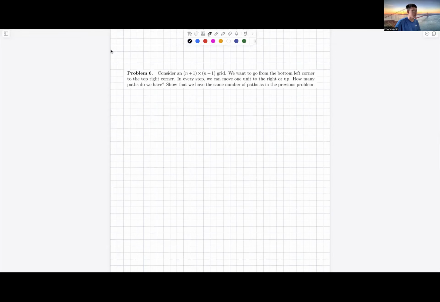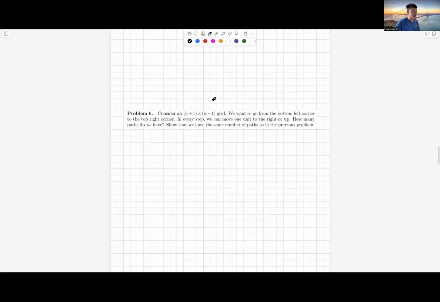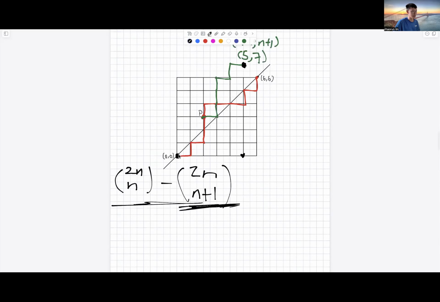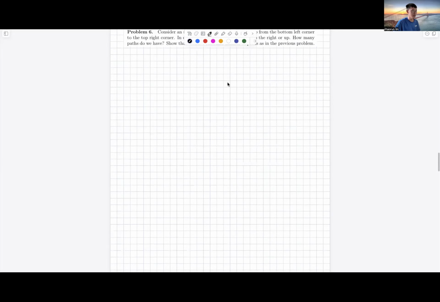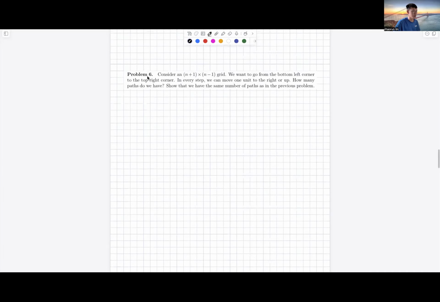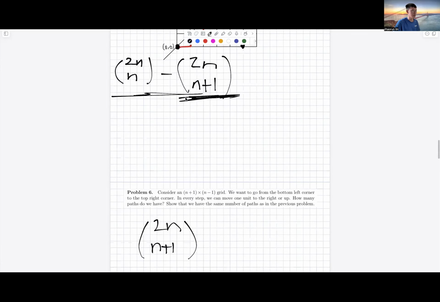Okay, then question 6 is just trivial, right? Because I just calculate how many ways we're going from (0, 0) to (n-1, n+1). Problem 6 is asking, consider an (n+1) times (n-1) grid. We want to go from the bottom left to the top right corner. So it's just 2n choose n+1. Same as this one.